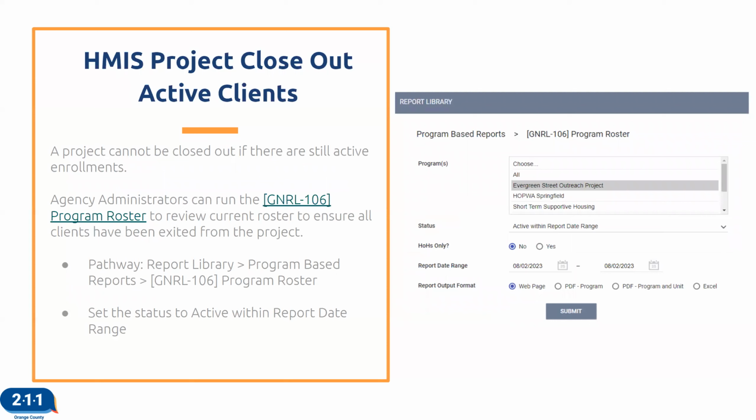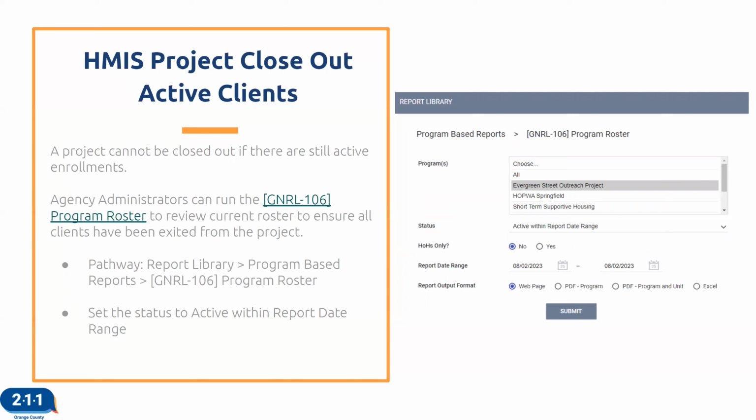For HMIS project closeout and active clients, a project cannot be closed out if there are still active enrollments. The agency administrator can run the GNRL 106 program roster to review the current roster and ensure all clients have been exited from the project.